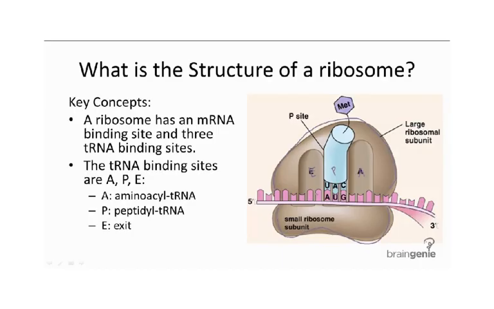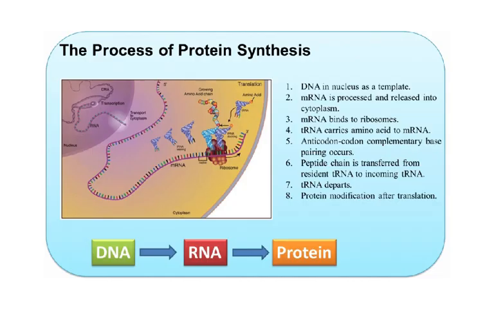Now, just a quick revision. What is the structure of a ribosome? It's got a large ribosomal subunit and a small ribosomal subunit. And then it's got the E site, the P site and the A site. A is the amino acyl tRNA site, P is the peptidyl tRNA site, and E is the exit site, where the tRNA is going to leave. So it's going to enter at the A site.